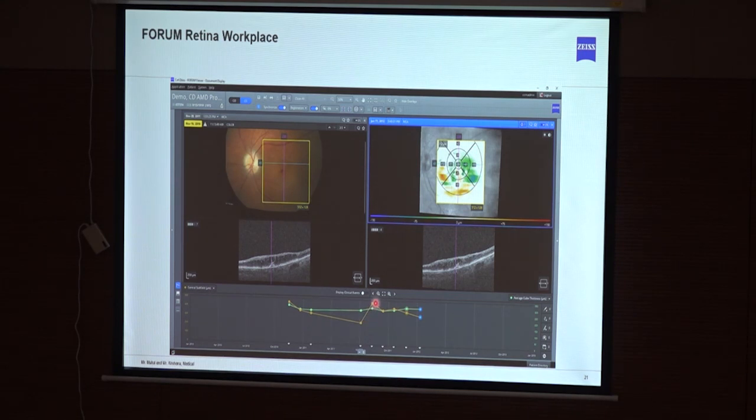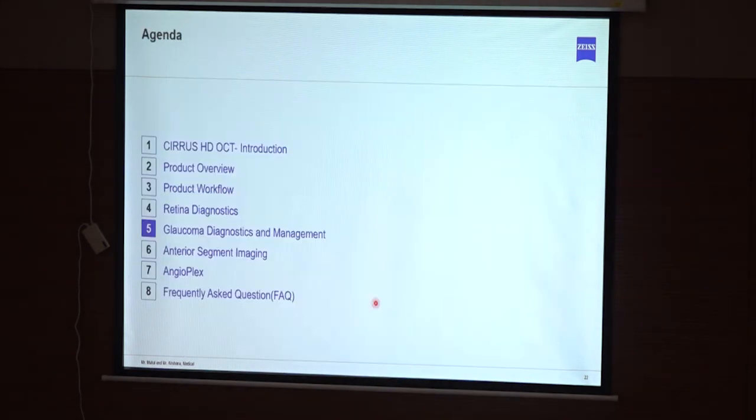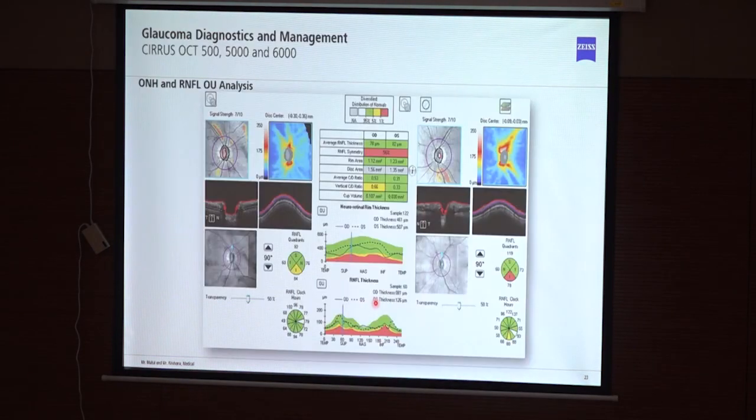So as you know, from the follow-up of the patient, you know the history of a patient, and according to that you will go through to the treatment. This is all about the retina one. Then the second one is the glaucoma one.